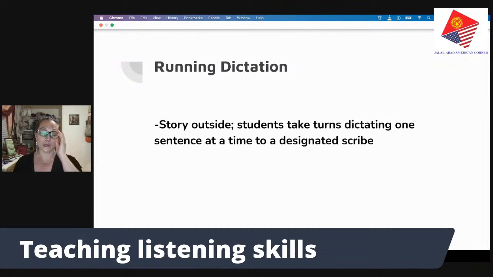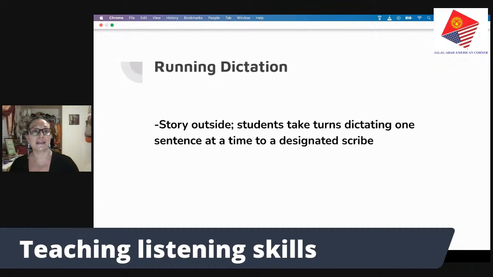And you have one student who is the designated scribe. That means they're the one that's writing. They stay in the classroom, and they are writing. And you have one student at a time go outside, read a sentence from the story, memorize it, come back and tell the student to write it down. So what they have to do is read it, understand what is written there, memorize it, come back in and tell it and pronounce it correctly to the student that's writing.